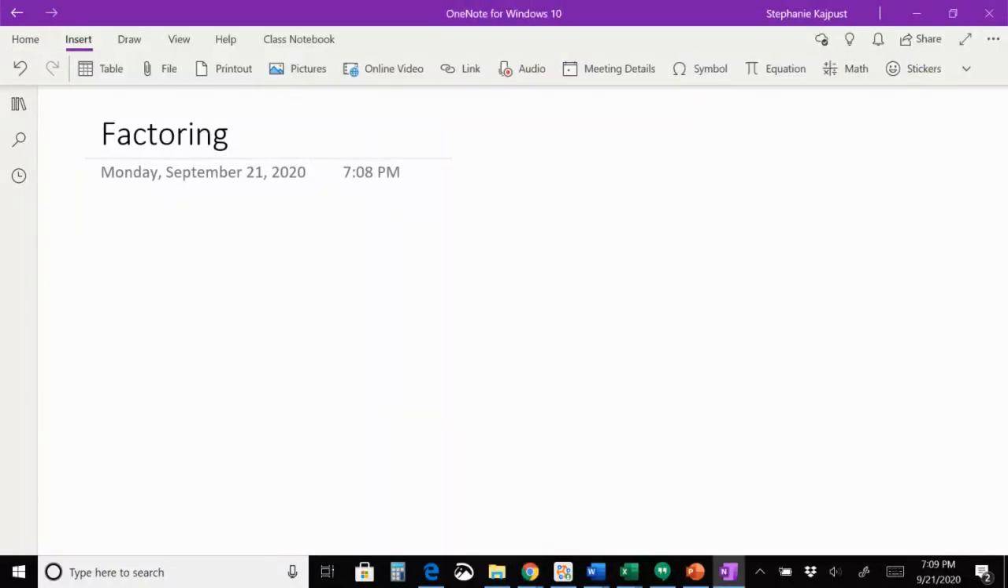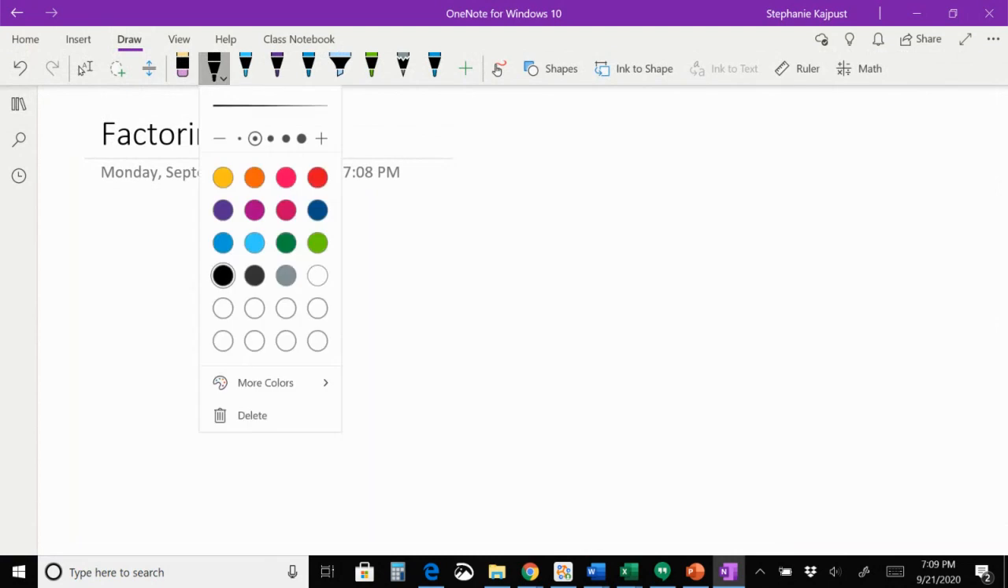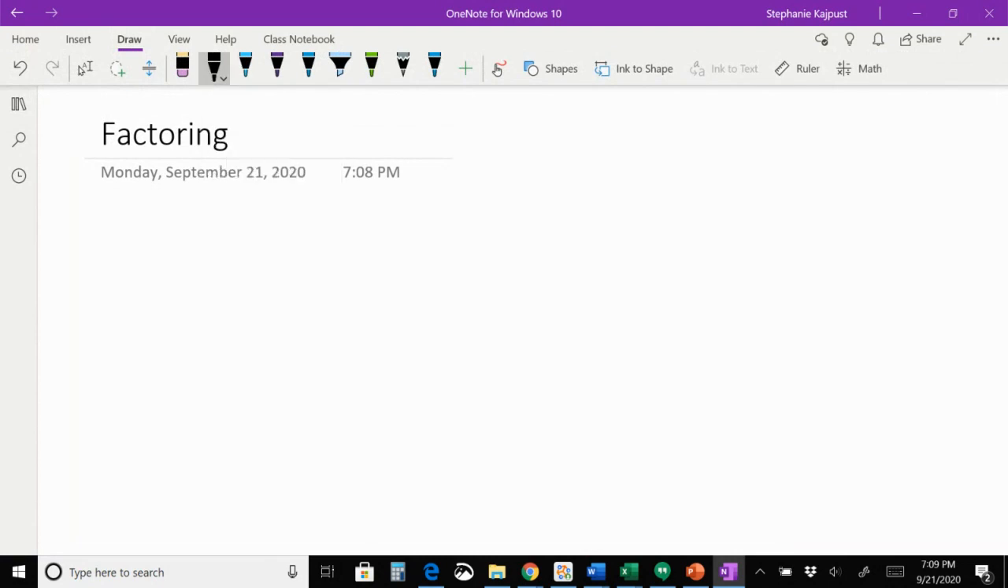Okay, so factoring is reversing the distributive property or reversing multiplication.